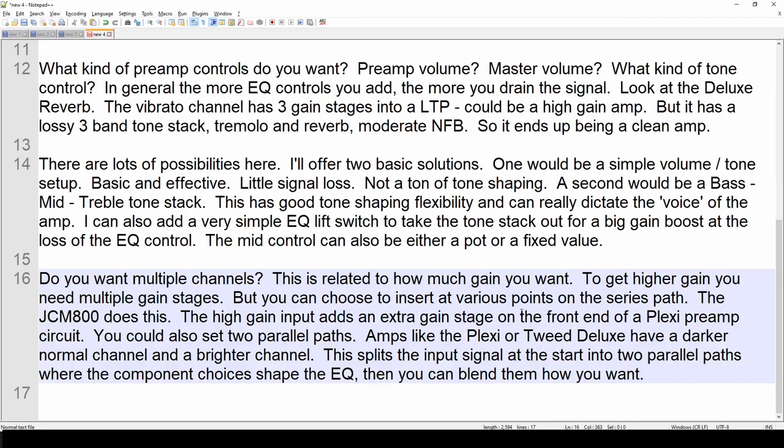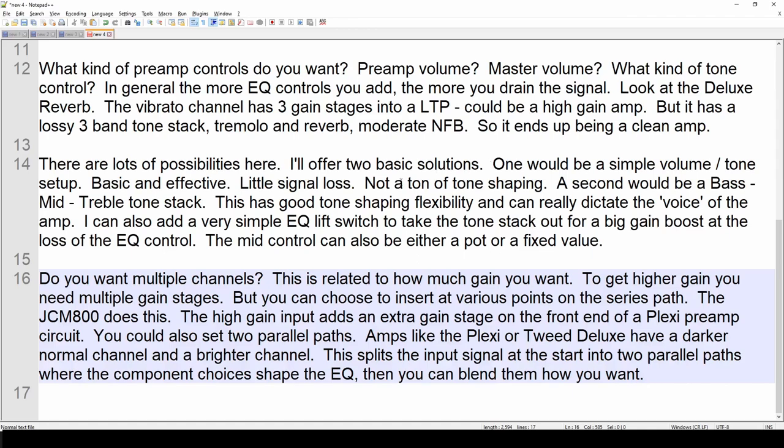So for example, you could have a darker normal channel and then a brighter bright channel. And you can almost use the volume controls on those two channels as an EQ mix, right? So depending on how much bass you want, you can kind of mix in the volume of the normal channel or vice versa. And that doesn't necessarily mean you have more gain, but you do have a little bit more flexibility in how you're using the voicings of those two parallel paths.